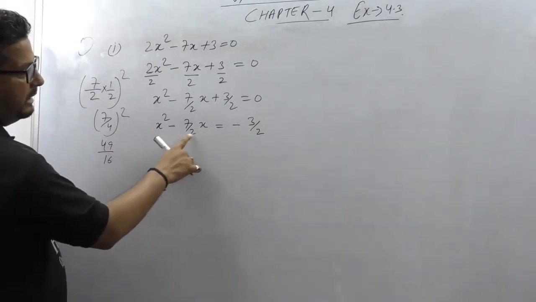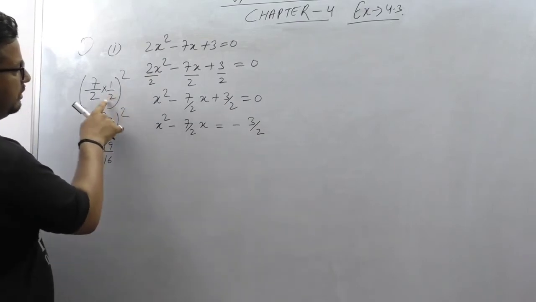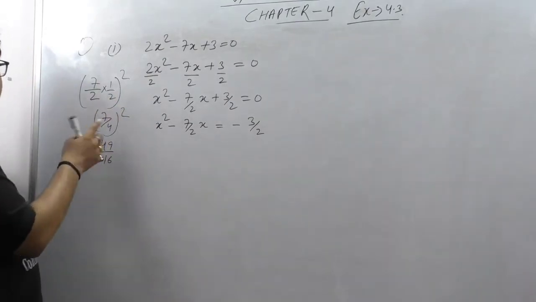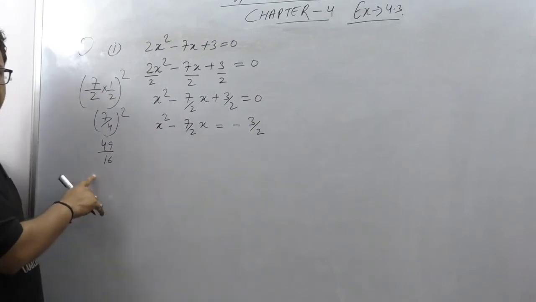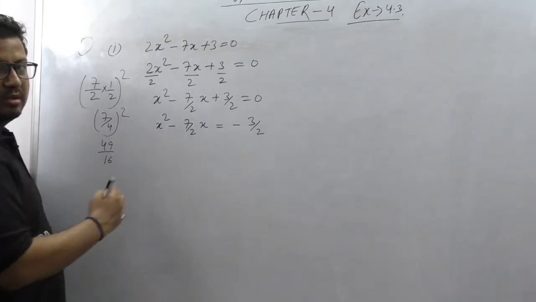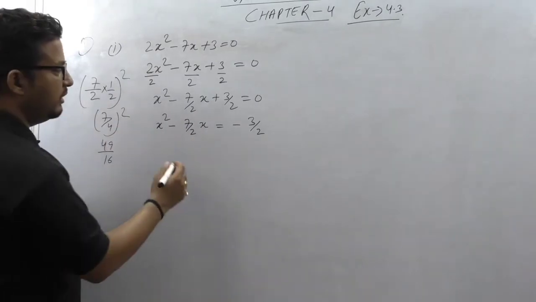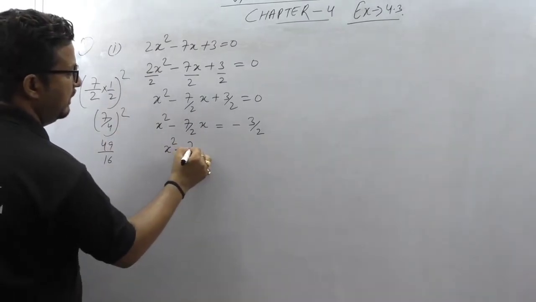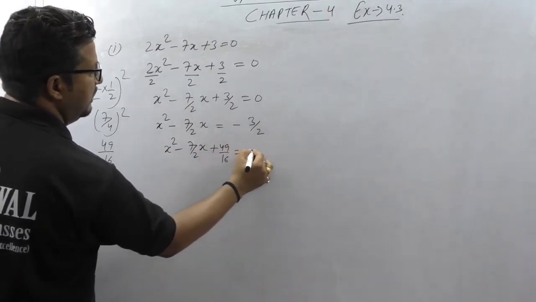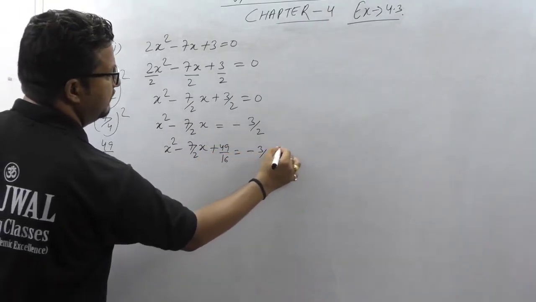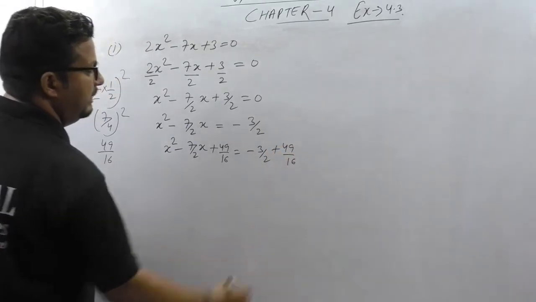क्या करना होता है, जो भी हमारा x का टर्म है जैसे 7 by 2 है, उसको हमने 2 से डिवाइड किया, तो 7 by 4 हो जाएगा, और फिर हमें उसका स्क्वायर करना है, वो आ गया 49 by 16. The term we get, we have to add on both sides, जो टर्म हमारे पास आती है उसको हमें दोनों तरफ ऐड करना होता है. So x square minus 7 by 2 x plus 49 by 16, and here it is 3 by 2 plus 49 by 16.